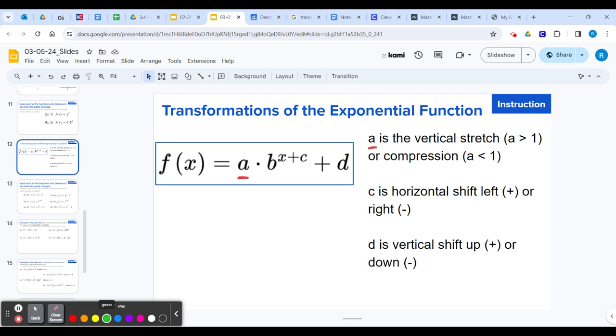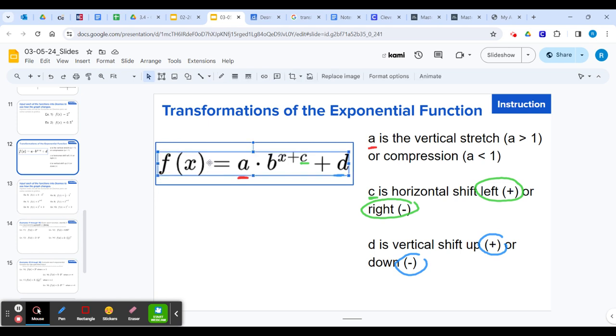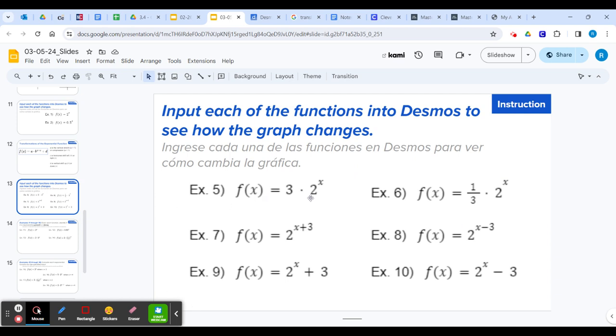Our c coefficient is going to move our graph either left if it's positive or right if it's negative. Remember that horizontal shift has the counterintuitive directions. And then d is going to shift our graph either up if it's positive or down if it's negative. So just like before, first off, make sure to have this form written down in your notes. But I just want us to play around and see what the different shapes look like.